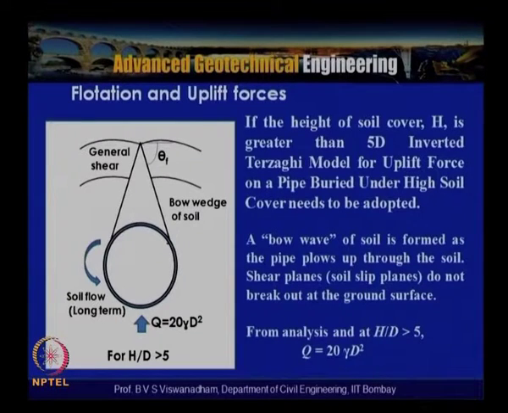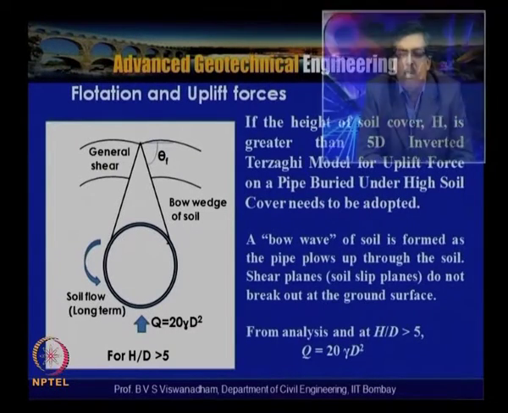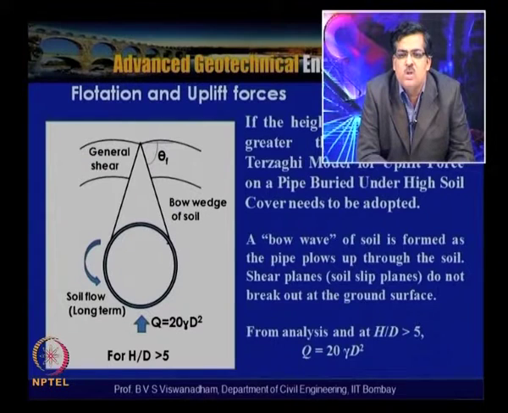If the height of soil cover h is greater than 5 times d, that is h by d greater than 5, then the inverted Terzaghi model for uplift force on pipe buried under high soil cover heads needs to be adopted. In this inverted Terzaghi model, a bow wave of soil is formed as the pipe bows up through the soil, and the shear planes, that is the soil slip planes, do not break out at the ground surface.